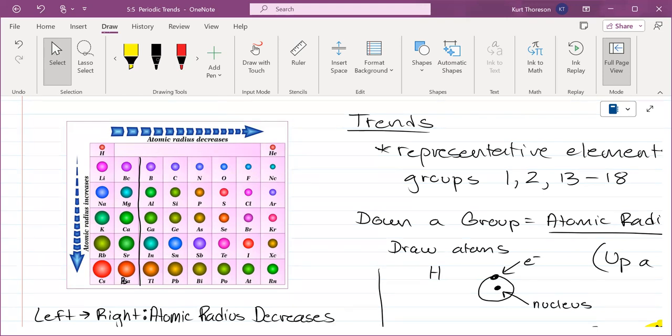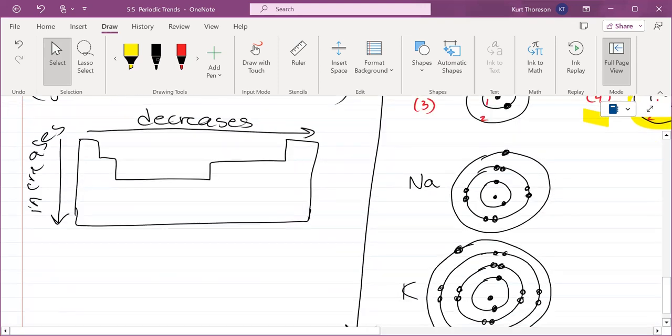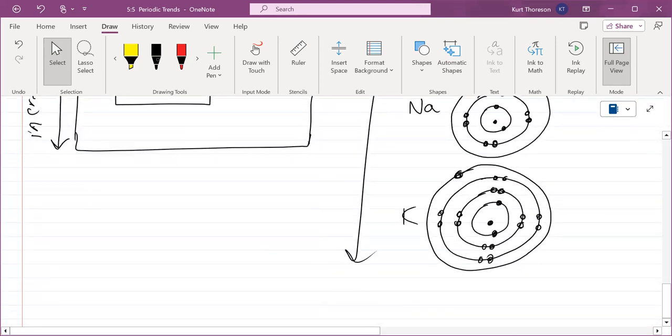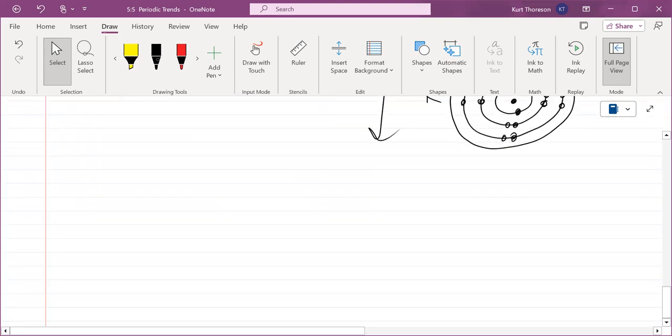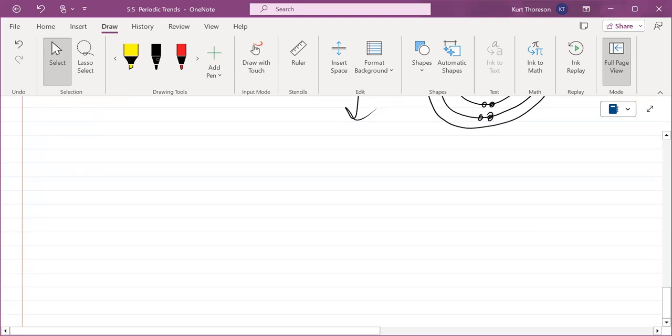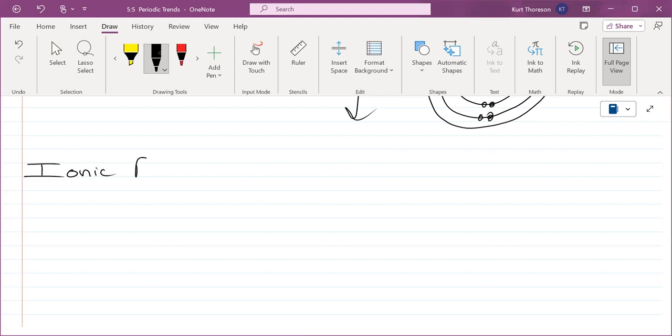Okay, guys, this next part, what time is this class over? 11:30. We got about 9 minutes. This might very well carry over to the next class. This is a big topic here. Ionic radius. I'm very much expecting this to go into tomorrow. That's okay.